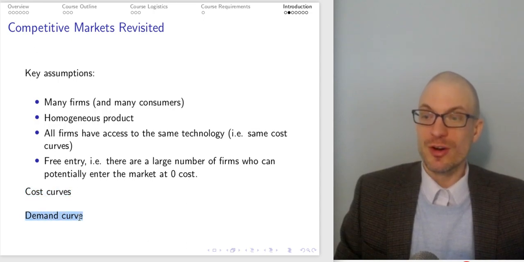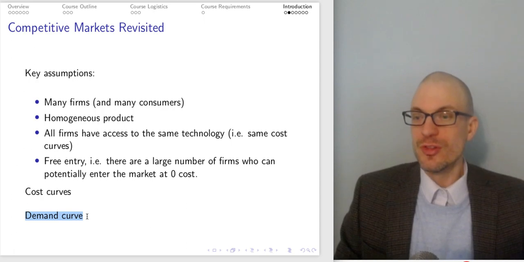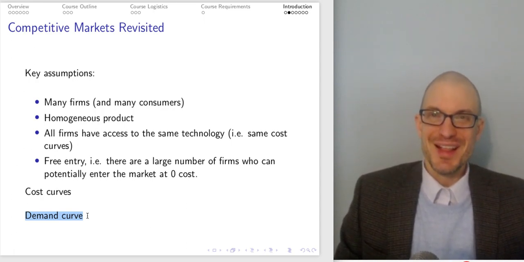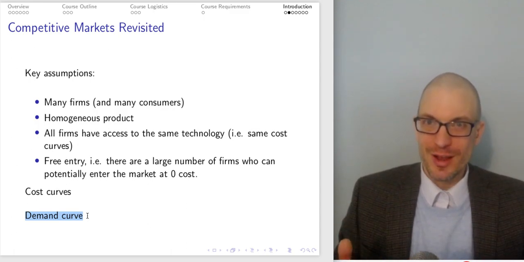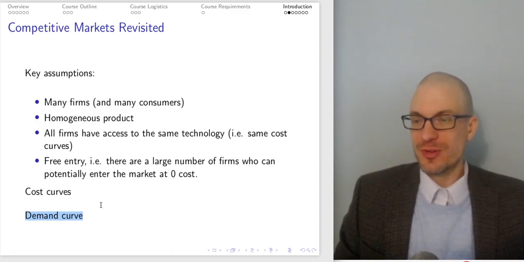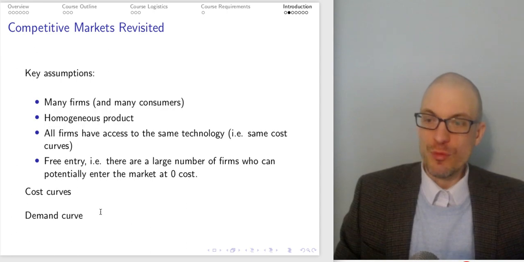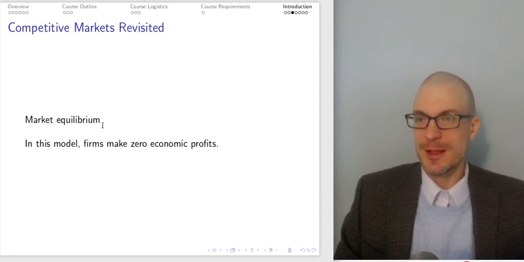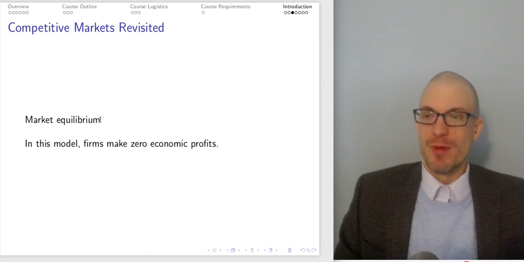Then there's the demand curve. The firm's not able to adjust the demand curve. That's just in the minds of consumers. And the question is, how can the firm learn about their demand curve and then, by changing aspects of the product, adjust the demand for their particular product, hopefully increasing demand, hopefully making it more steep, making it more inelastic?